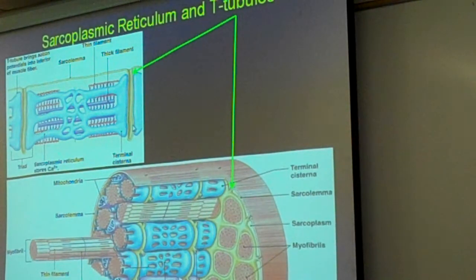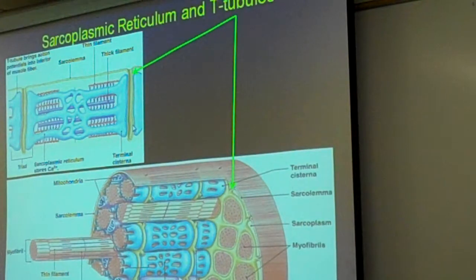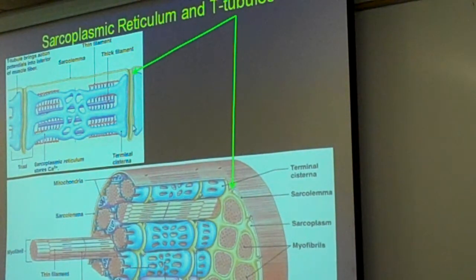How do you describe the sliding filament mechanism? Well, you could say that the thin filaments of each sarcomere slide across the thick filaments towards the M line, changing the amount of overlap between the thick and thin filaments. So as the thin overlap the thick more and more, what happens to the H zone? It disappears.